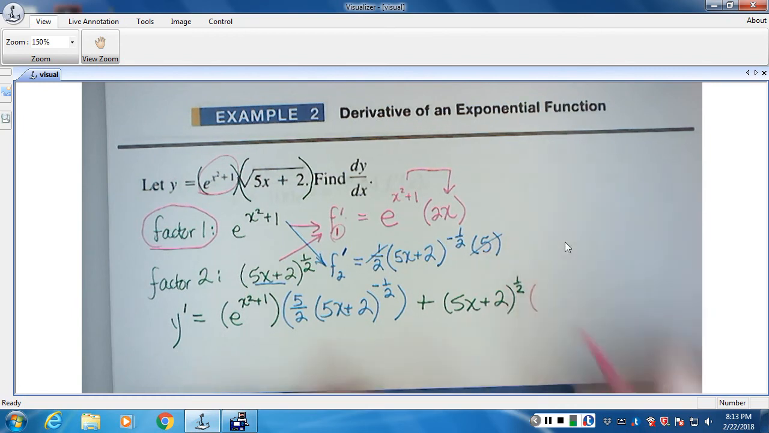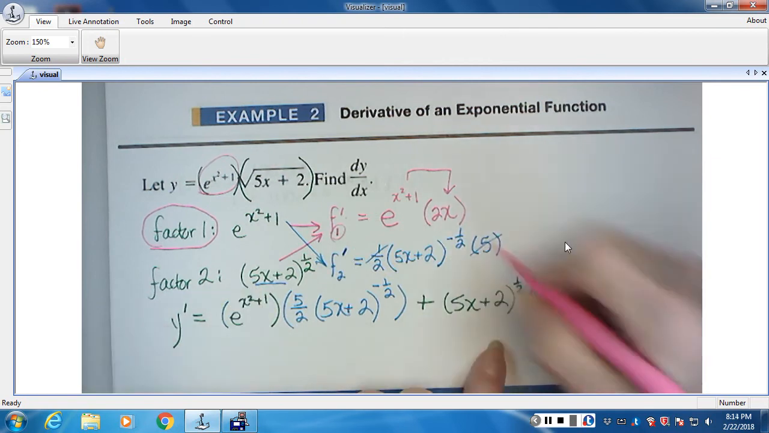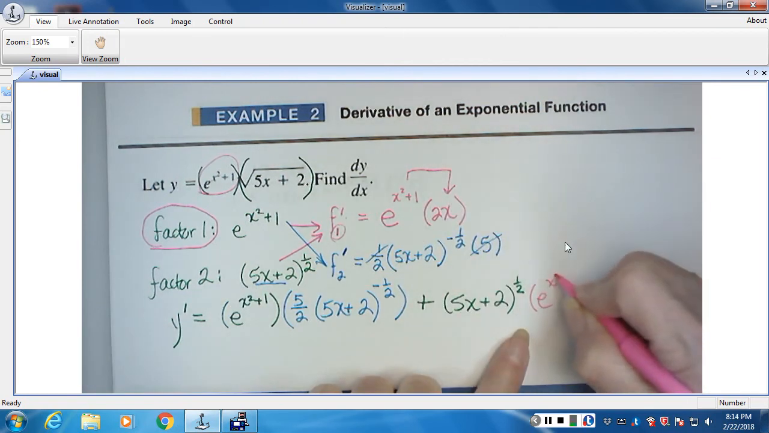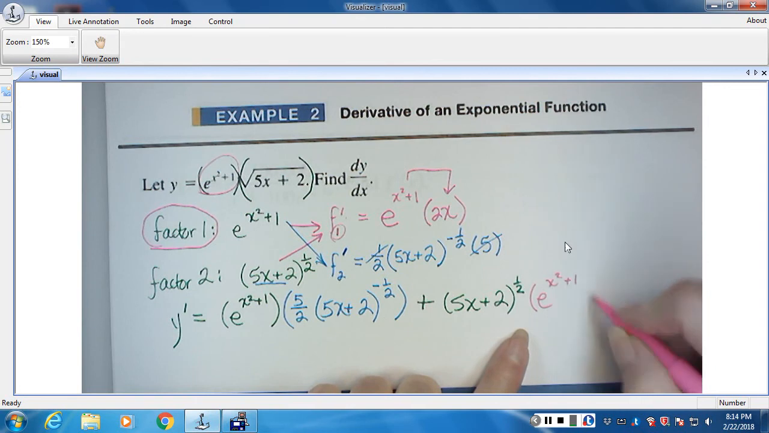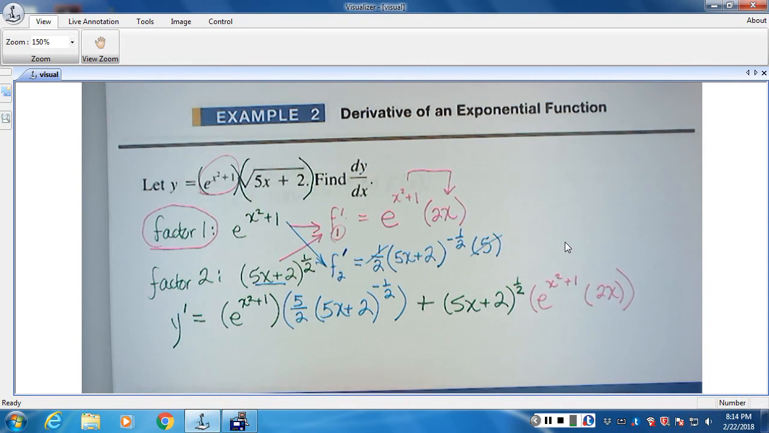So then if I'm going to multiply factor 2 times the derivative of factor 1, then I've got to bring this down here. E to the x squared plus 1 times 2x. And you can stop there. There's a lot of parentheses there, but you can stop there.